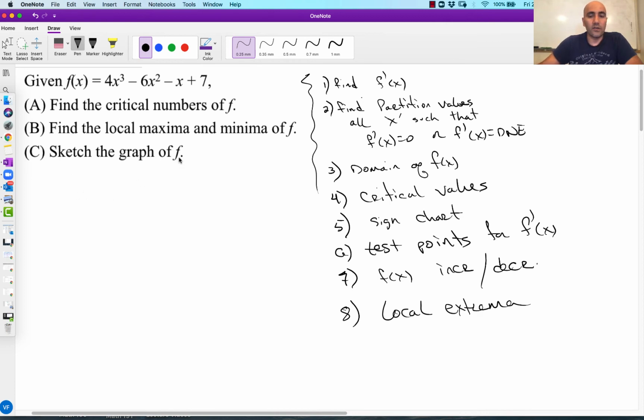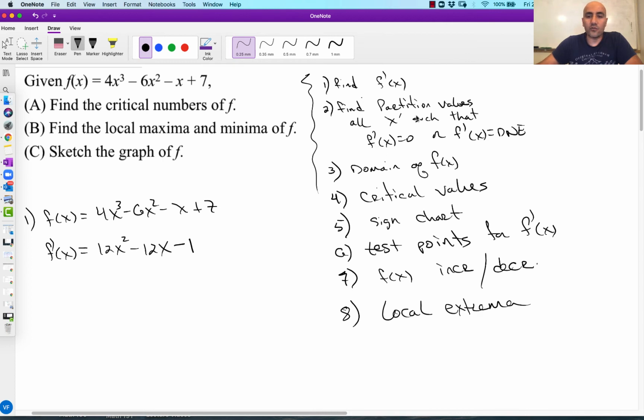Okay, so here's my little laundry list of all the things I want to accomplish to be able to answer this question right here. Okay, so let's begin with number 1. Let's find the derivative. Luckily, that's going to be pretty easy here. f of x equals 4x cubed minus 6x squared minus x plus 7. So that means f prime of x is going to be equal to 12x squared minus 12x to the first power minus 1. Good. Okay, so now find all the partition values.